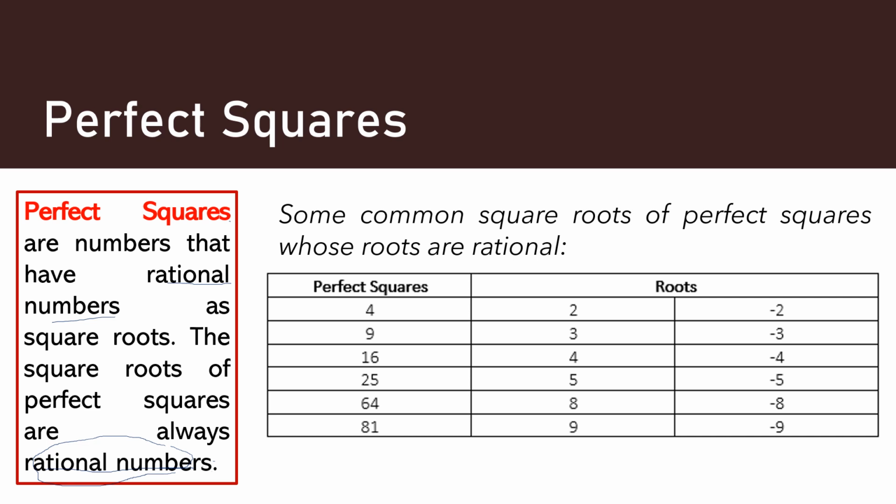Our perfect square here is 1, and of course, its positive root is 1 and its negative root is -1. Followed by 4, because the square root of 4 is 2 or -2. Followed by 9, 16, 25, 64, 81. The next perfect square here is 100, so its roots are 10 and -10.